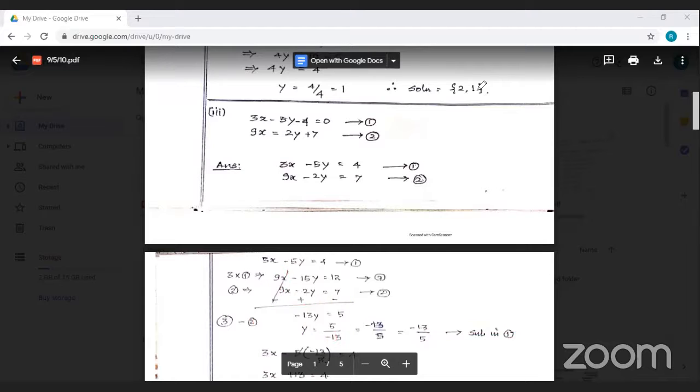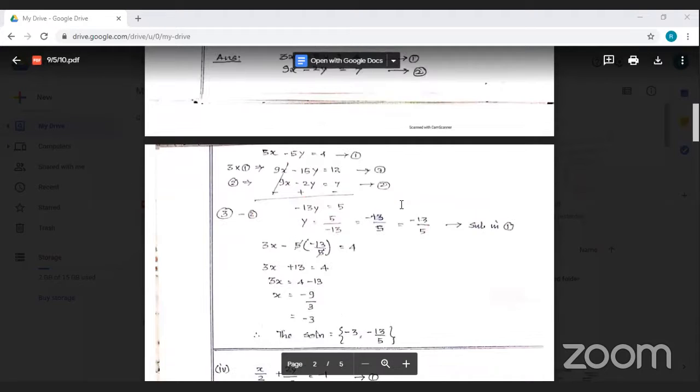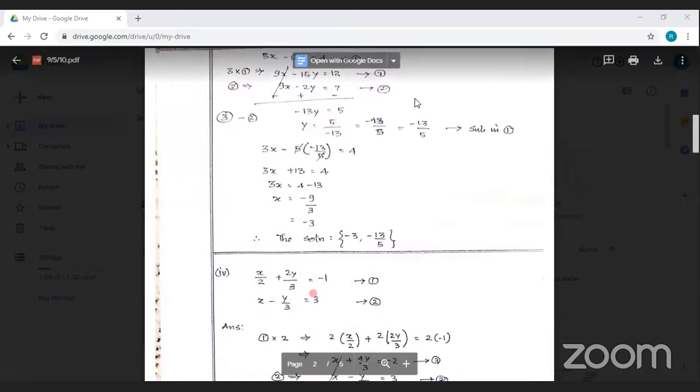Then what will happen? 3x plus 5 into minus 13 by 5 is equal to 4. Therefore 3x, the 5 and 5 will get cancelled. The minus into minus will become plus. Wherever the minus is coming, be careful. Don't leave the sign. If you leave one minus, the whole problem will go off. Be careful.